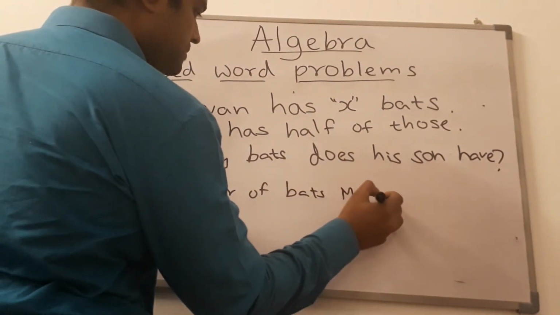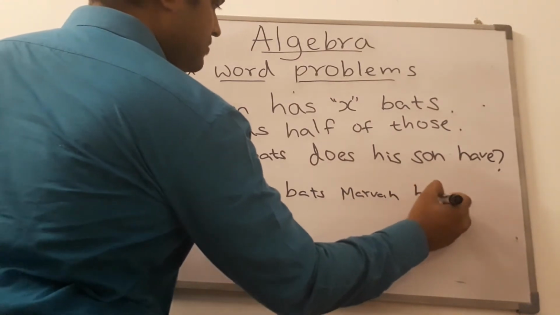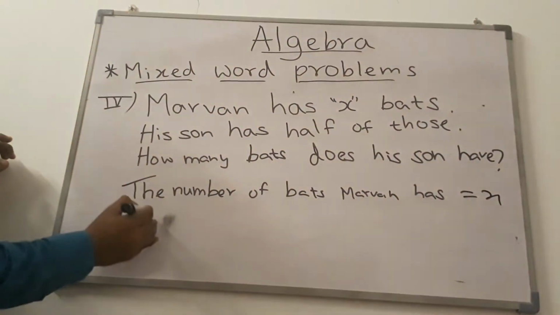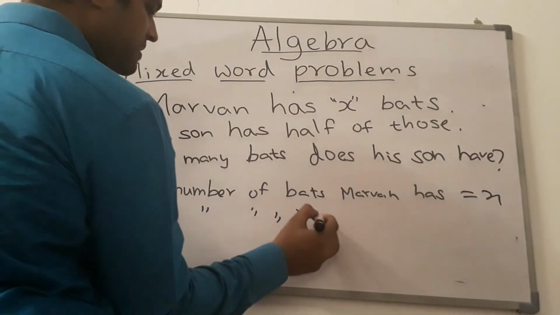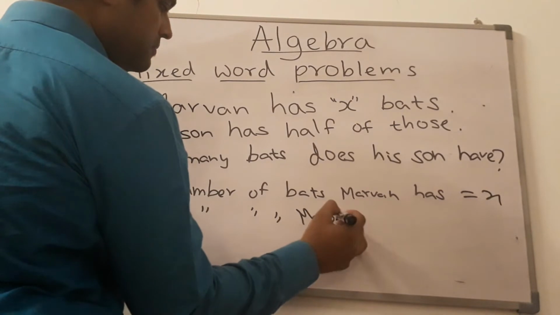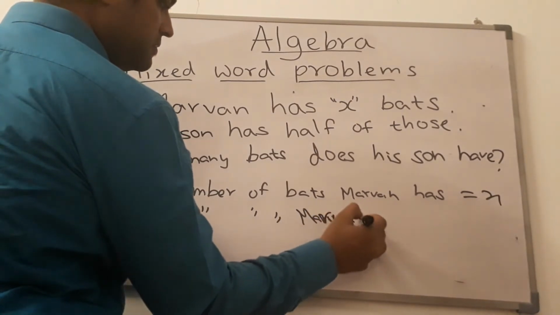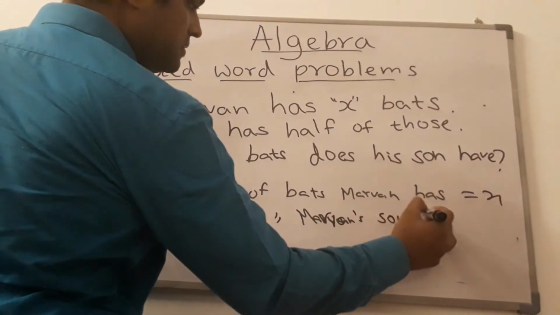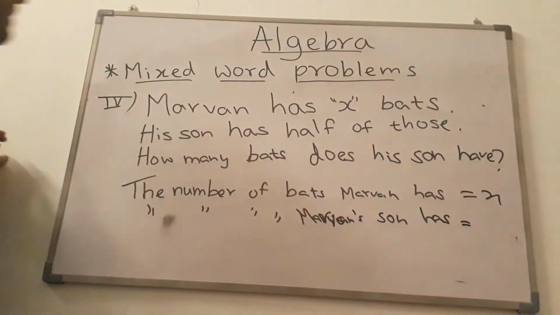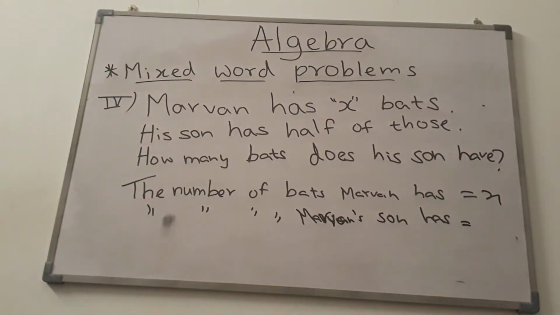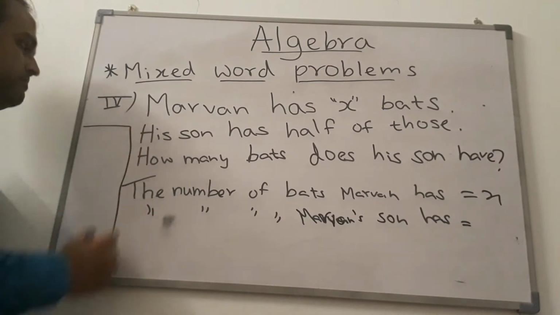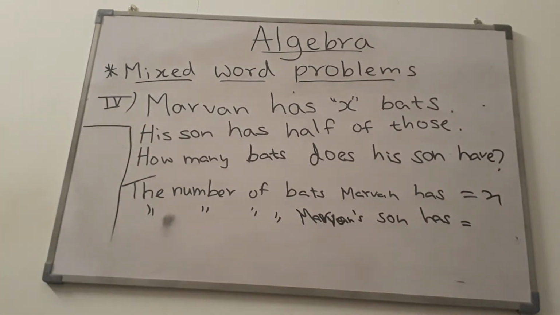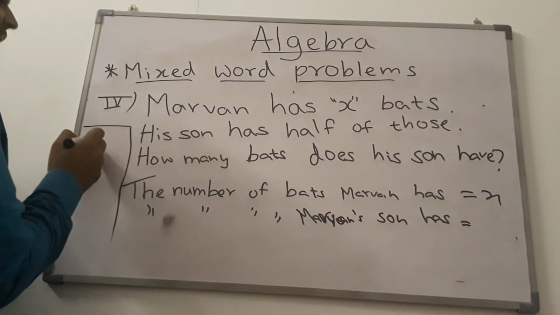The number of beds Marwan has is equal to x. The number of beds Marwan's son has: Marwan's son has half of the beds that Marwan has. If Marwan has 4 beds, his son has half of 4.